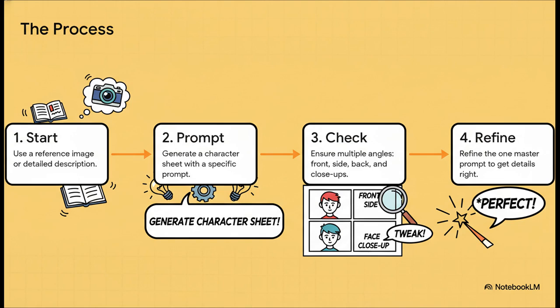1, you start with a reference, either an image you've already made that you love or just a super detailed description. 2, you use a specific prompt designed to create a character sheet. The key here, and this is crucial, is to ask for multiple angles, front, side, back, and definitely some close-ups of the face. And 4, if it's not quite perfect, you don't start from scratch. You just refine that one master prompt until it's flawless.